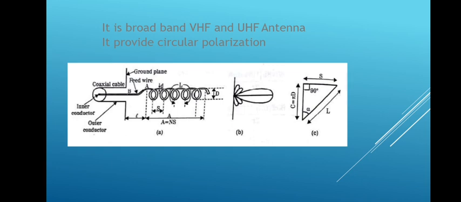is equal to NS. Because if we connect N number of turns, then the total length will be equivalent to A, which is N into S. The radiation pattern will come like this. This is the broad major lobe along the axis, and the minor lobes will be there. The FBR ratio is very, very high. Therefore, it gives a directional beam.